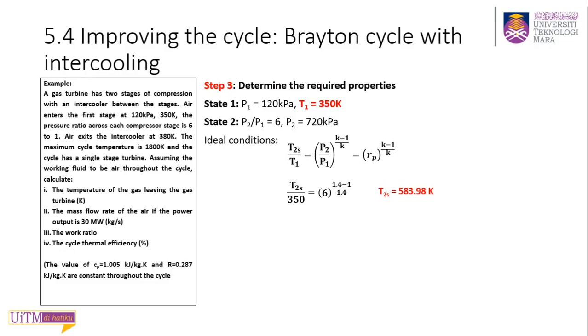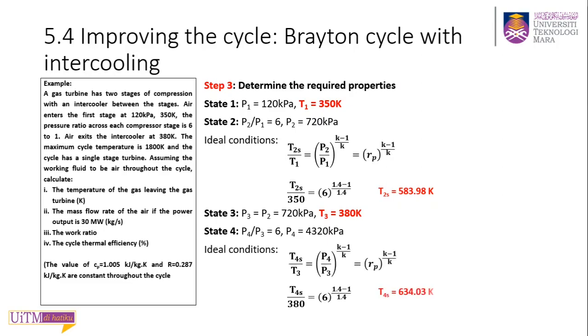At state 3, which is the state after the intercooling process, the temperature in units Kelvin is already given in the question. At state 4, since process 3 to 4 is the second isentropic compression process at the second compressor, we will use the entropy relationship equation for gases to find for the ideal temperature here at state 4.